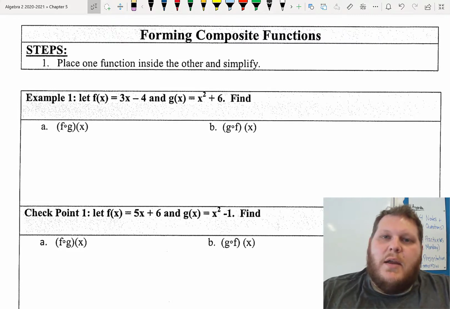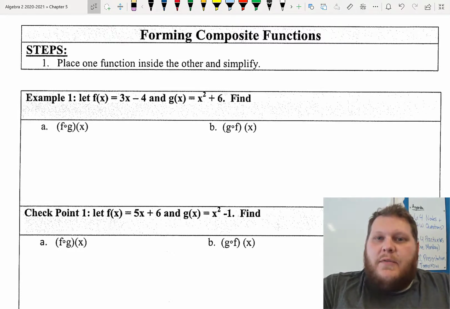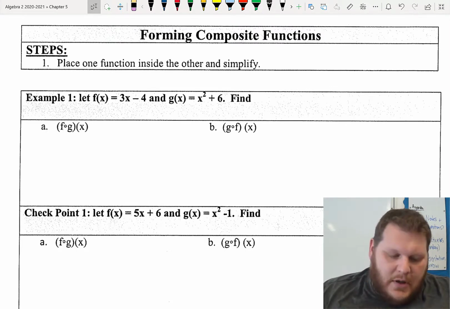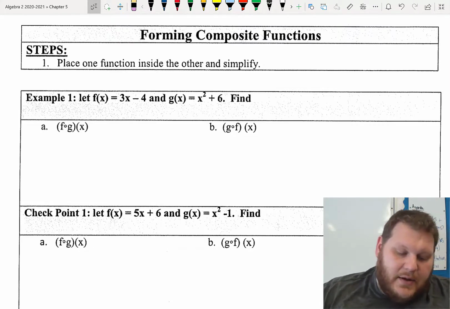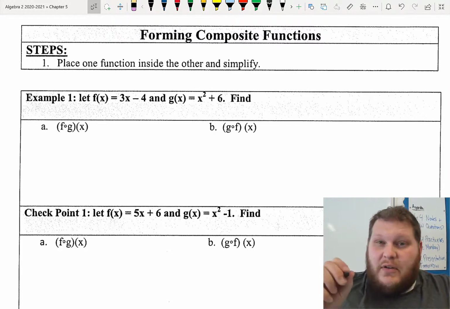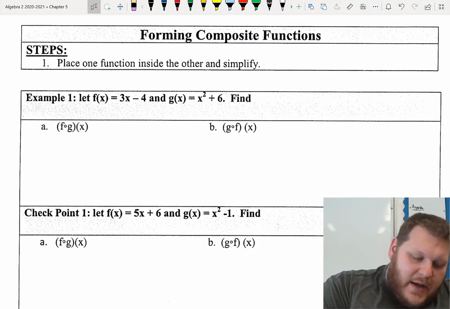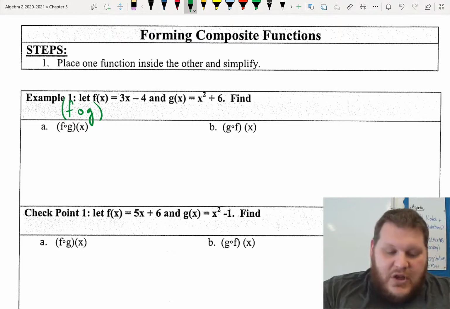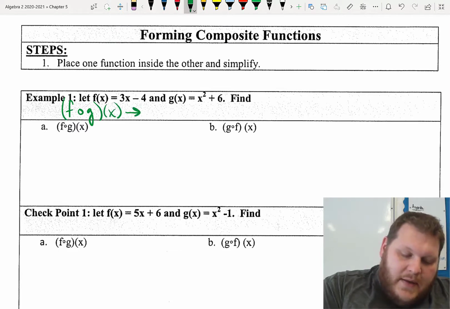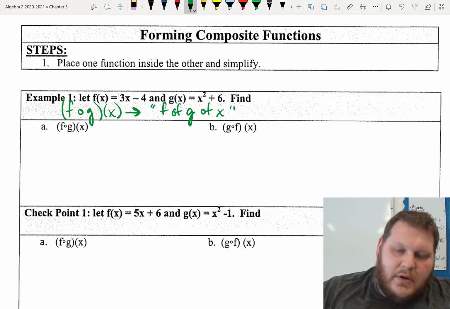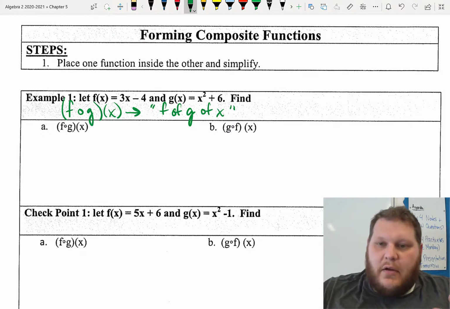So it's combining them in a way that one function becomes the input for the other function, and then I combine them together. Format-wise, this is example number 1, part A. It's kind of an open little circle, which is different than the dot that represents multiplication. I usually write it as a full O. That is read as f of g of x, because you're doing f of g, and that's both of x.